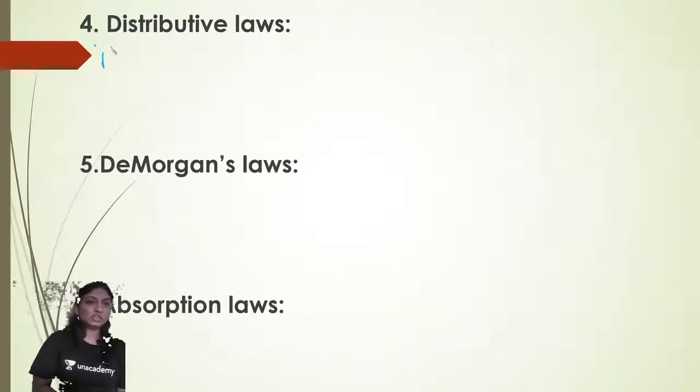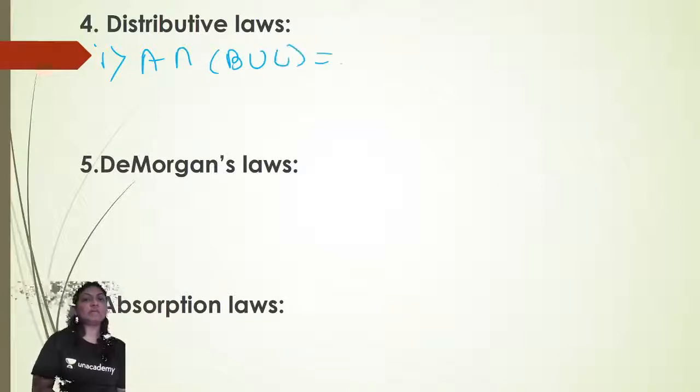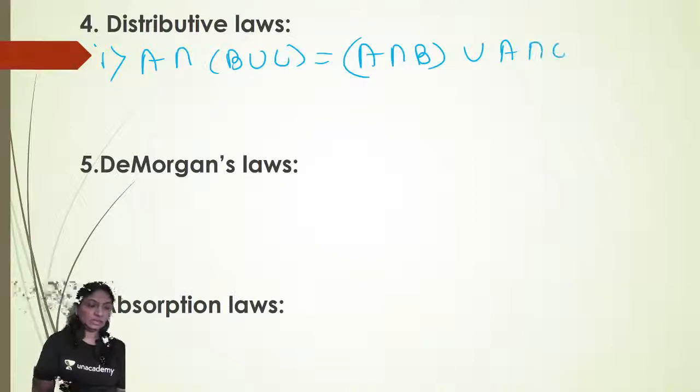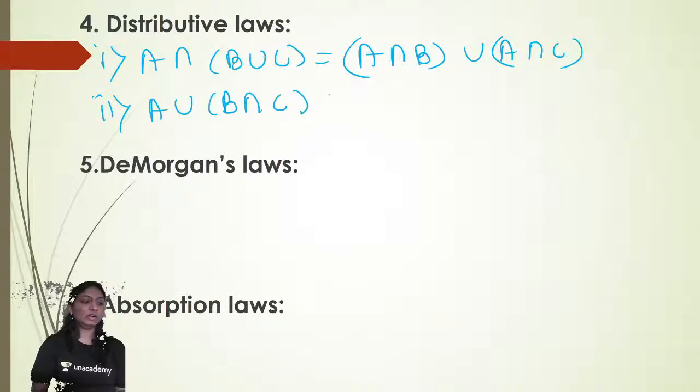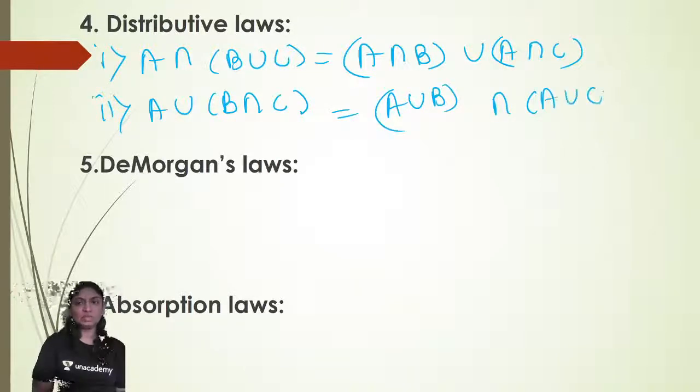So first distributive law: A intersection (B union C) is the same as (A intersection B) union (A intersection C), right? Second law: A union (B intersection C) is equal to (A union B) intersection (A union C), right? This is your distributive law. Intersection is distributive over union and union is distributive over intersection.